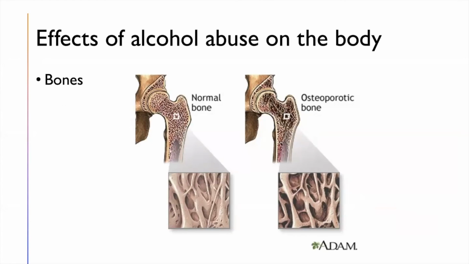And finally, bones. Alcohol abuse can cause a calcium imbalance in the body, and calcium is an important nutrient to maintain healthy bones. Consuming too much alcohol can also disrupt the production of vitamin D, which is needed for calcium absorption. Lack of calcium increases the risk of osteoporosis. Osteoporosis increases the risk of bone fracture, which can cause serious pain and disability. In this picture, you can see normal bone and osteoporosis bone.